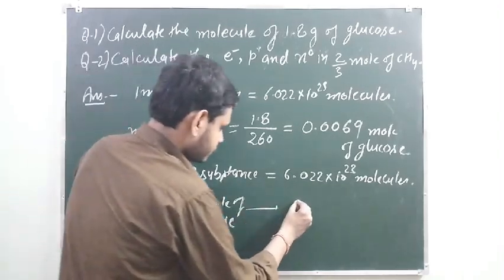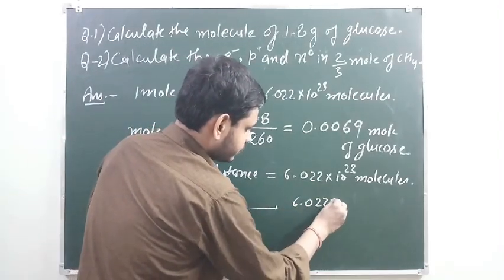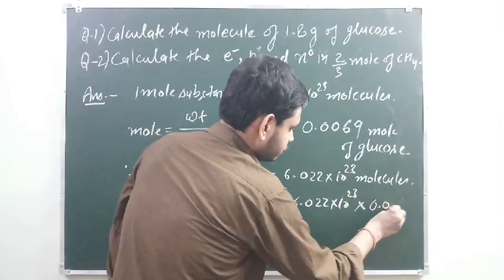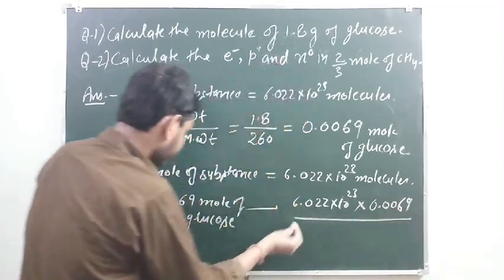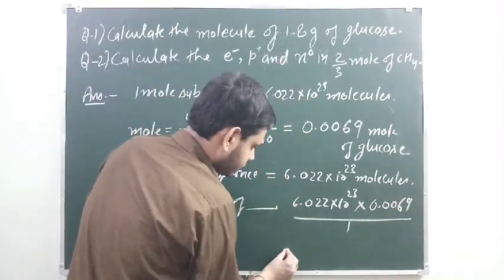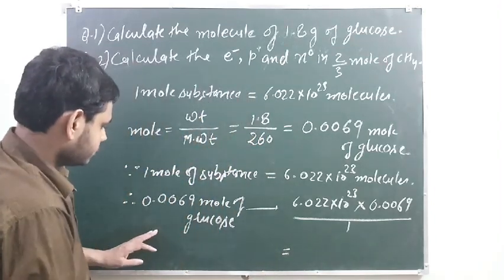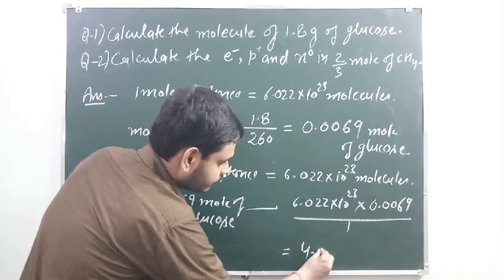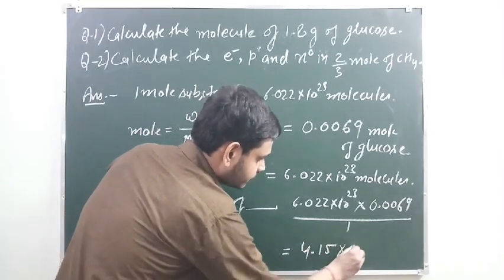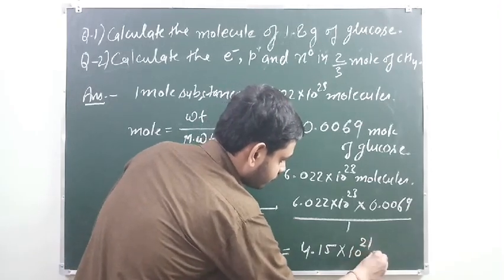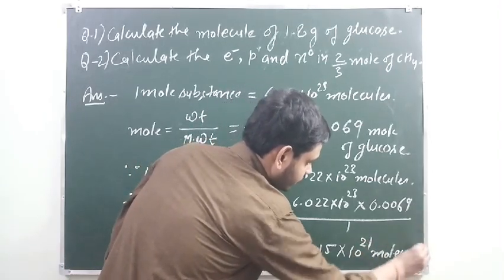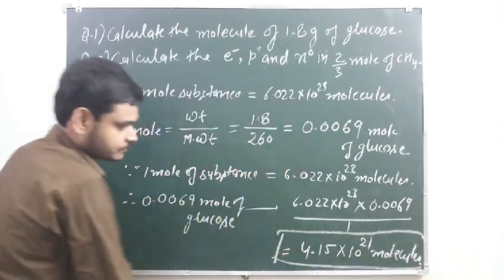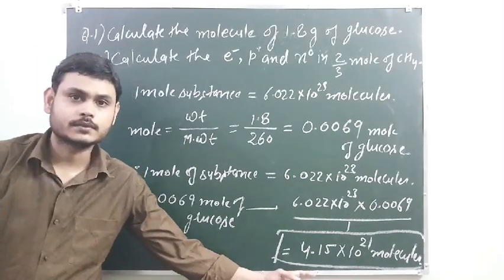contains 6.022 into 10 to the power 23 into 0.0069 divided by 1, and finally we get the molecules of 4.15 into 10 to the power 21 molecules. This is the answer. Clear?